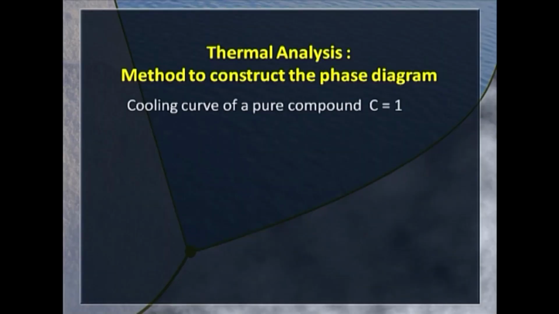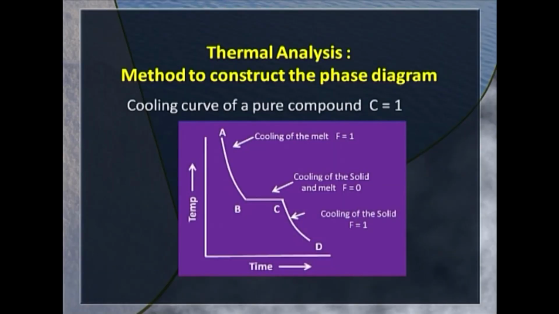How to construct such phase diagrams? We have a thermal analysis method in which we study the cooling curves. In this case, we can look at the cooling curve for a pure compound. We take it to the molten state, and as a function of time measure the temperature, you can see clearly the cooling of the liquid, that is the melt, at which you have solidification that has taken place. This is called the initial solidification temperature.